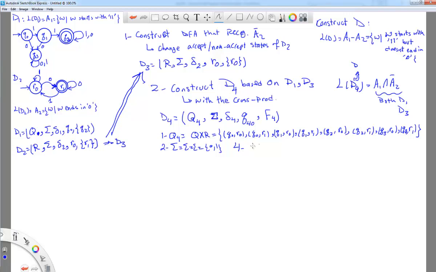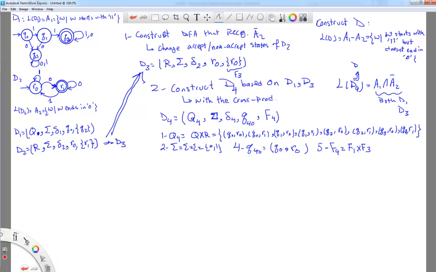The start state Q sub 4 0 is going to be the pair of both start states. So it's going to be Q sub 0 and R sub 0. And then the accept states: I want F sub 4 to be the set of pairs in which both states are accept states, so it's going to be the cross product of F sub 1 cross F sub 3. So F sub 3 basically is that guy.